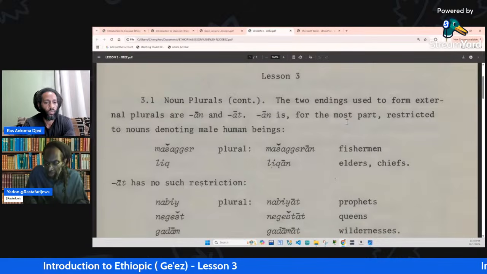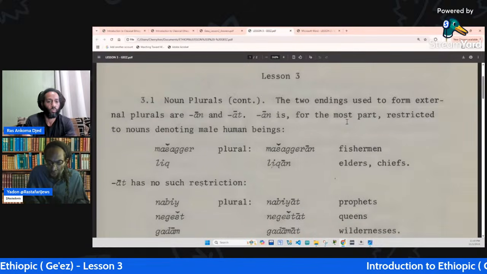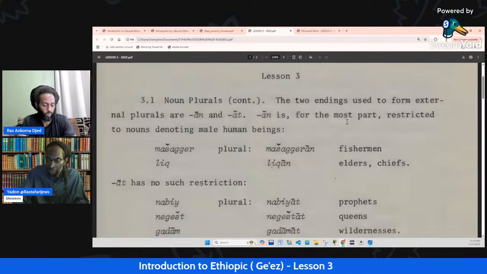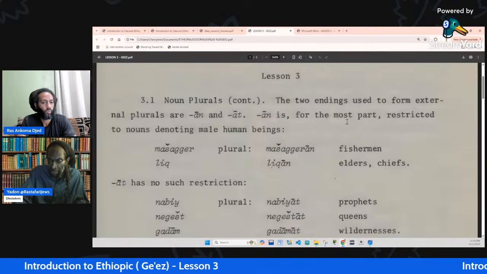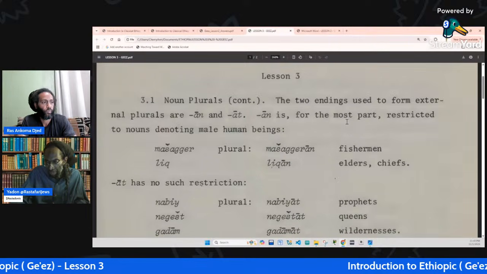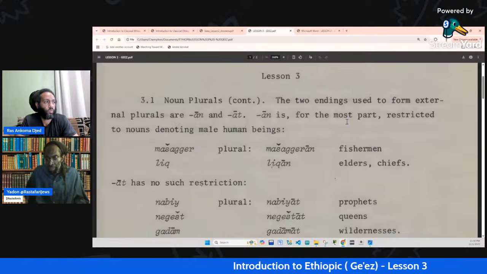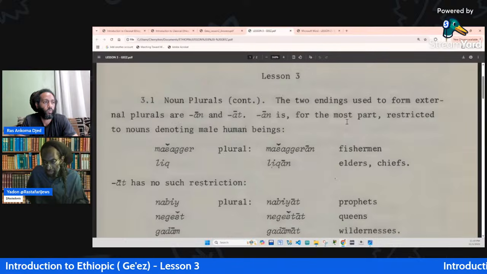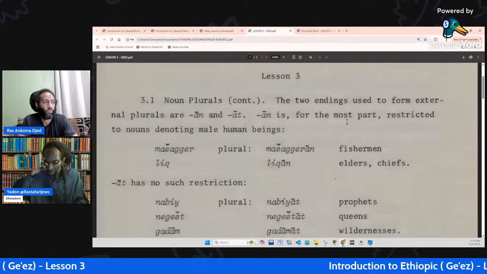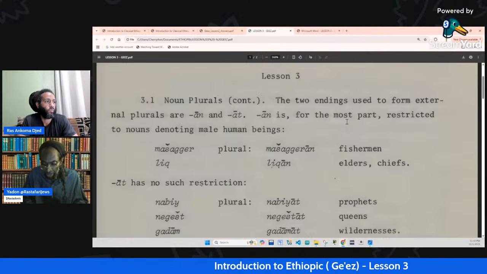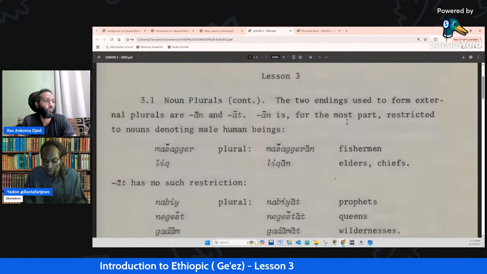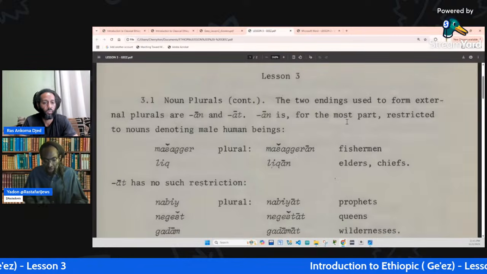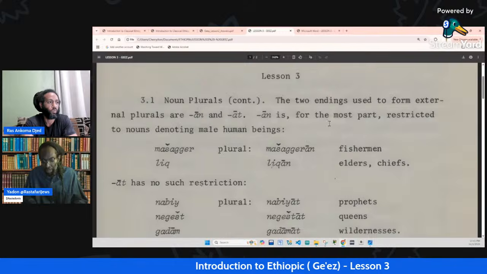The two endings used to form external plurals are, as we saw, the an, the on. Let me just bring this up right here. We had a couple examples right here from just even right now. Burhan, Reshan, Korban, or the on and the at. On is, for the most part, restricted to nouns denoting male human beings. So this is an important thing to understand. Nouns referring to male human beings have the on.